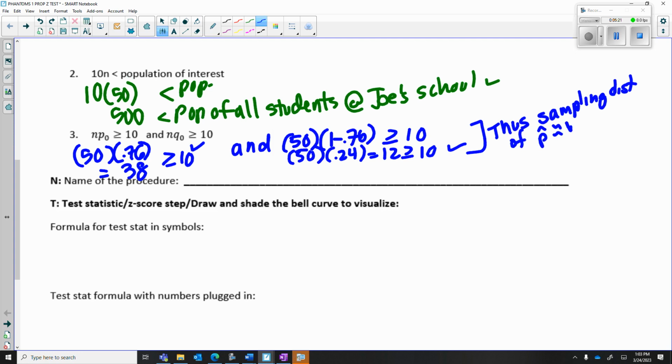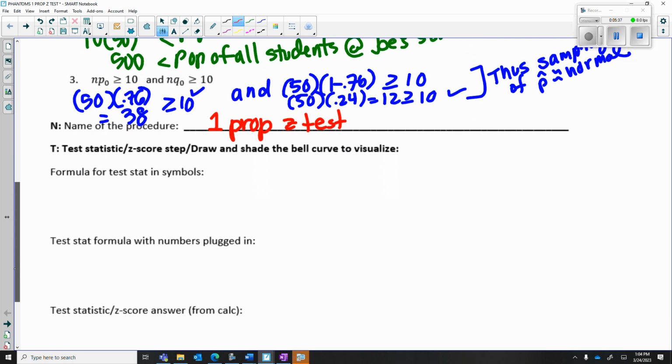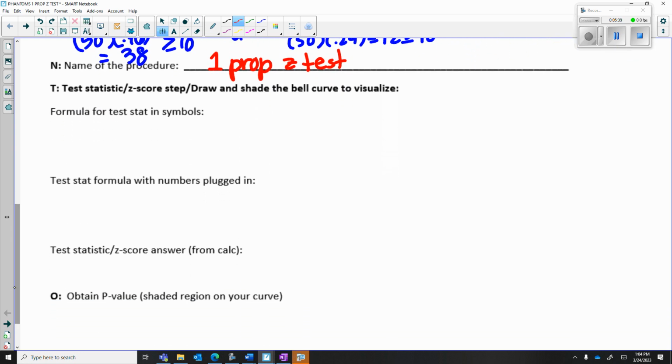Okay, so now our assumptions are done. So we're done with P, we're done with H, we're done with A, we're going to N. The name of the test is one sample, so proportions, so one prop, Z test. And remember, if you're not sure, you can scroll through the calculator until you find it. We're done with N. Now we're going to go to the test statistic.